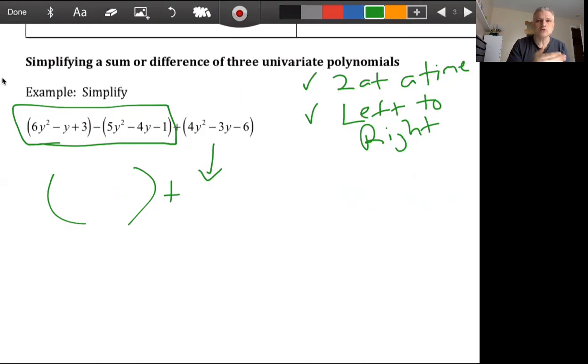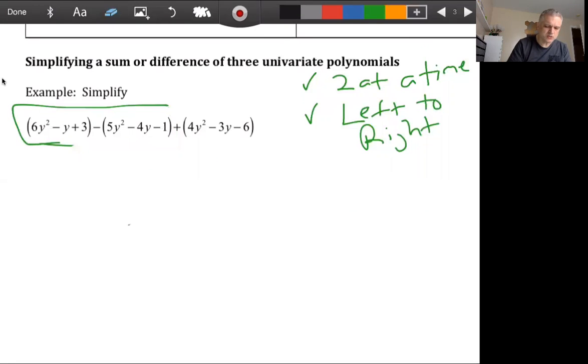Like if I said, what is 2 plus 1 plus 5? You say 2 plus 1 is 3, and then plus 5 for your 8, right? You don't have to go 2, 1, and 5 all at the same time. Obviously you can, but in this case, let's just take it two at a time.